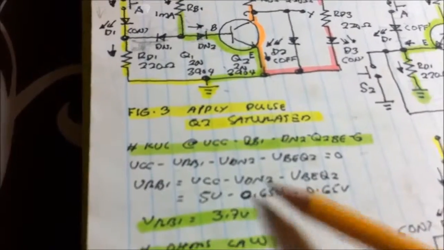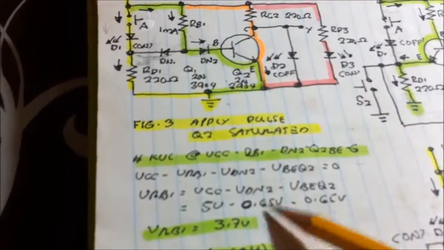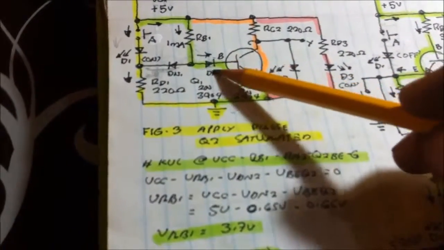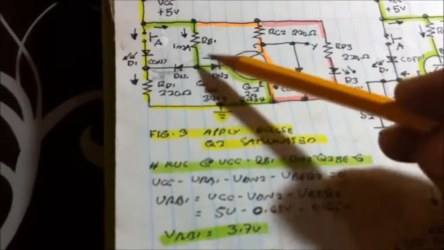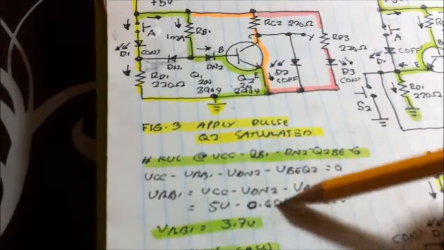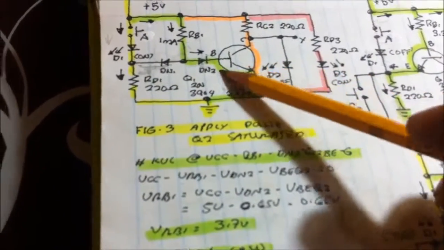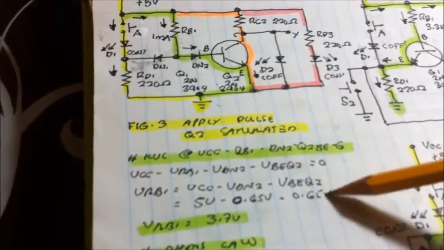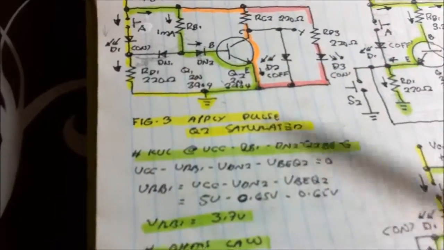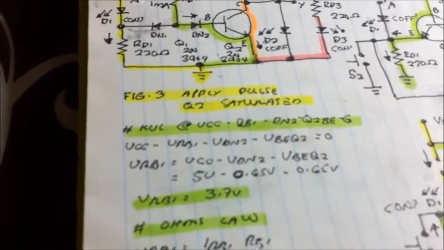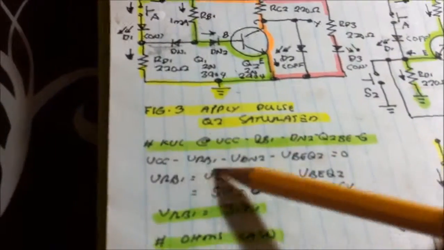Transposition, we know that the diode voltage rating of the diode function of this transistor is 0.65 volts, and then the base to emitter is 0.65 volts also. For this type of transistor, we get 3.7 volts across the RB1 using Ohm's law.